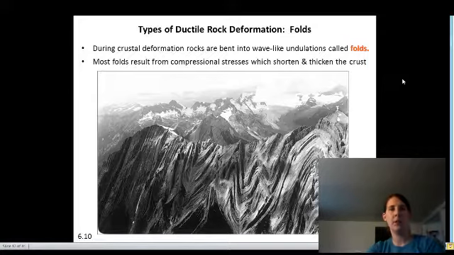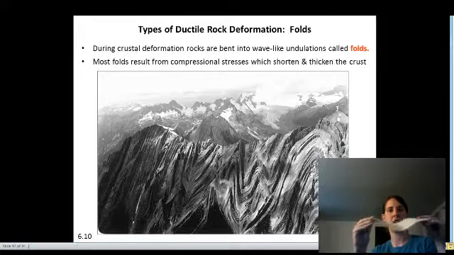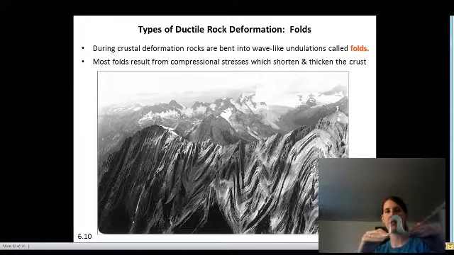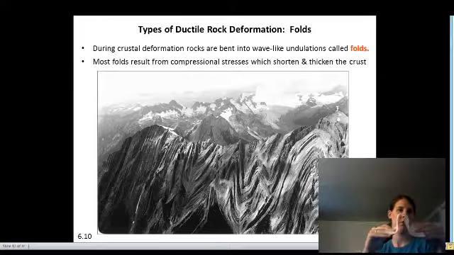The deformation that creates these wave-like undulations is called folds. Folds result from compressional stresses that shorten or thicken the crust, because they're pushing in, right? If I'm pushing this paper in, I'm making it shorter, and I'm making it thicker. All of a sudden it's much taller, because I've shortened it, and all that material is accumulating in the middle, right?